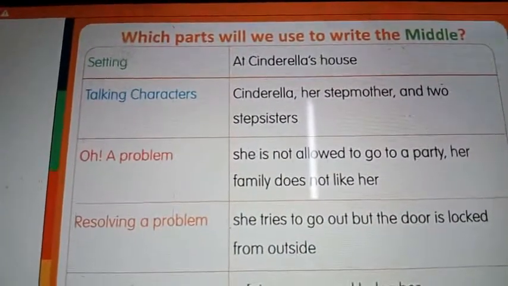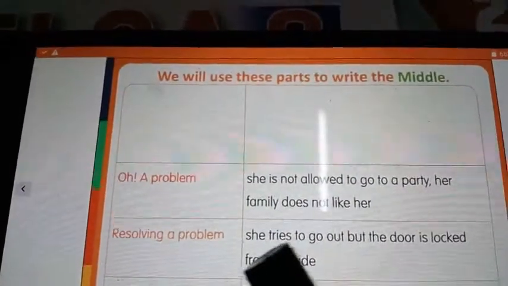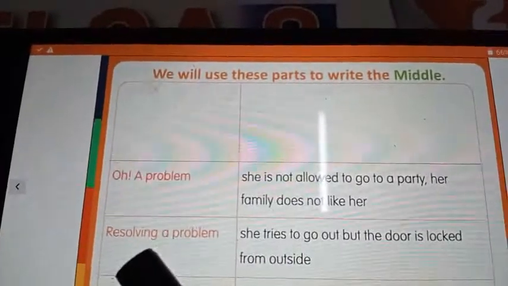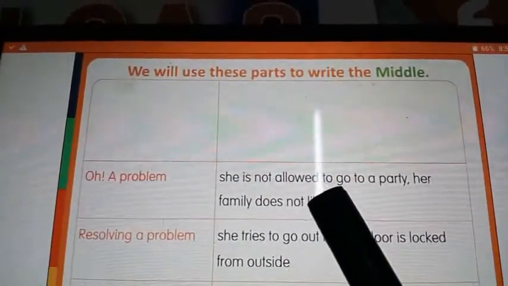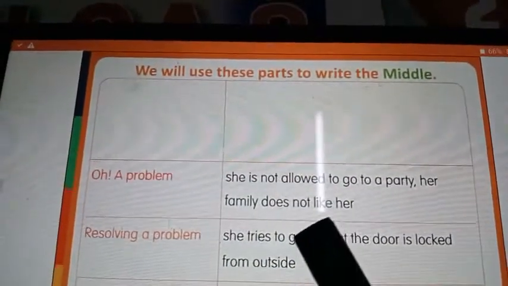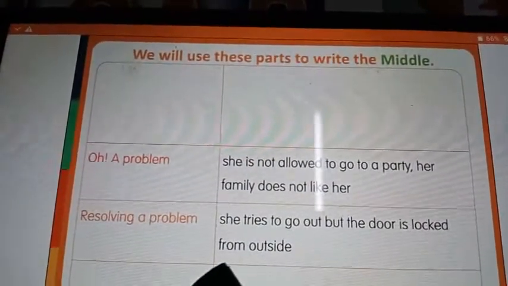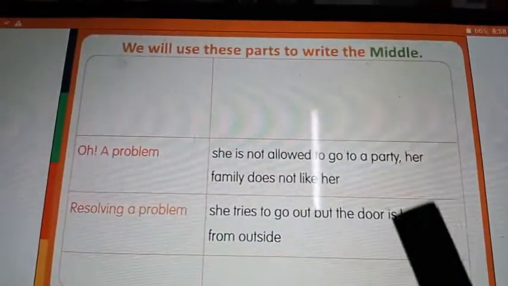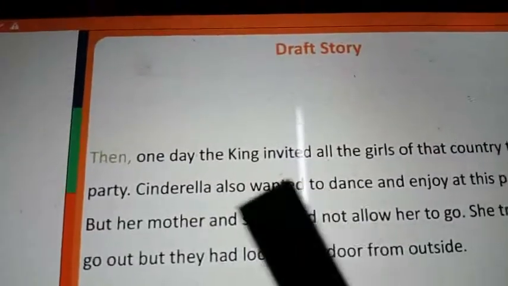Shall we draft our story? Yes, what are we going to write in the middle? A problem. Resolving a problem. She is not allowed to go to a party. Her family does not like her. She tries to go out, but the door is locked from the outside. These two we are going to write in the middle. We have to draft the story.